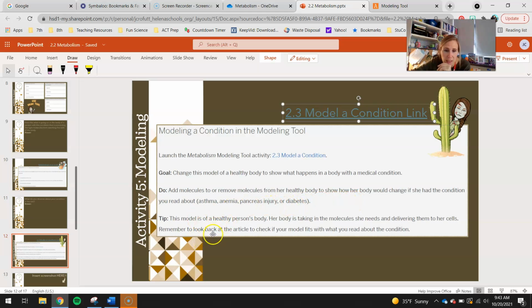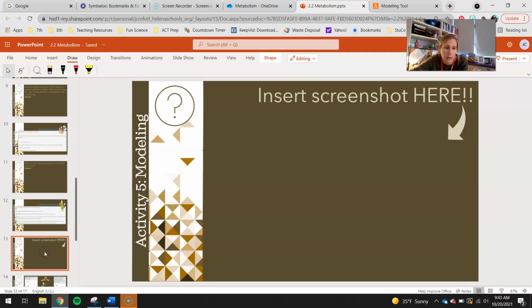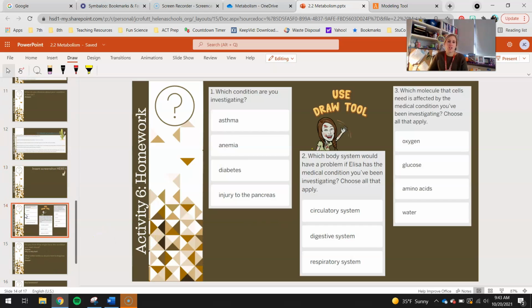A tip for you, this model is a healthy person's body. Her body is taking the molecules she needs and delivering them to her cells. Remember to look back at the article to check if your model fits with what you read about the condition. So again, please reference that article you guys read. And then finally, you guys will screenshot that here and answer your guys' questions for your homework.